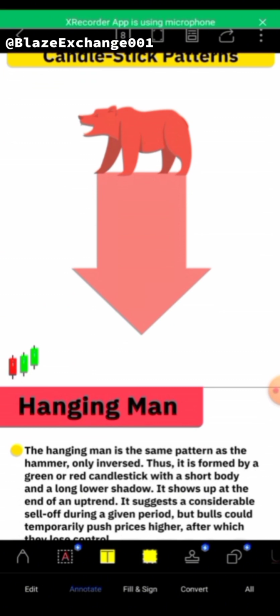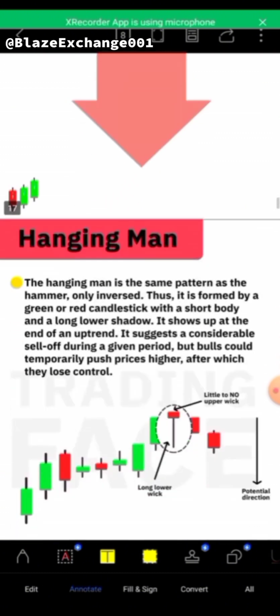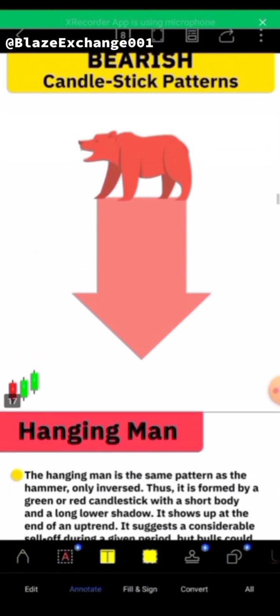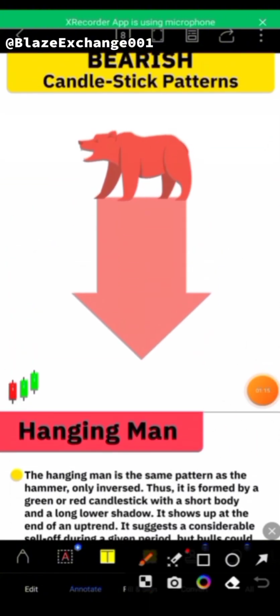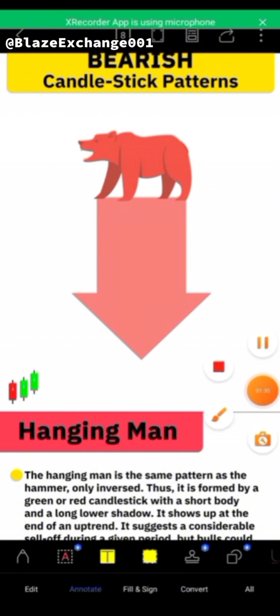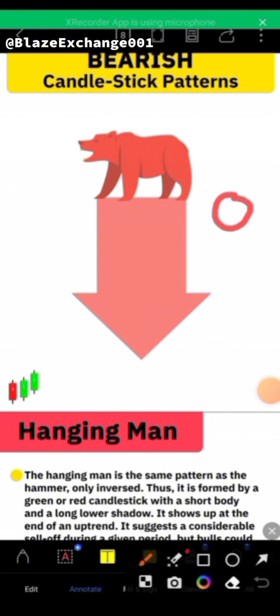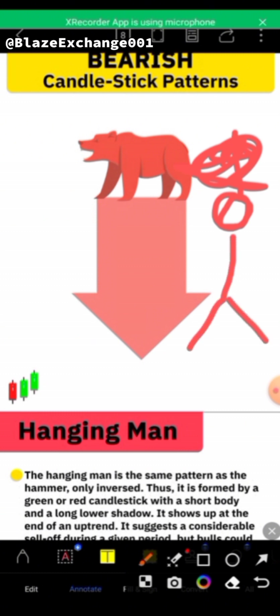Hanging man. From the word hanging, a man hanging. Let me draw something. I like giving examples. This is a man here. Let me say this is a man's head. When a man hangs himself, let me say this is a ceiling here, like this. So he hangs himself, and this is his leg, like this.